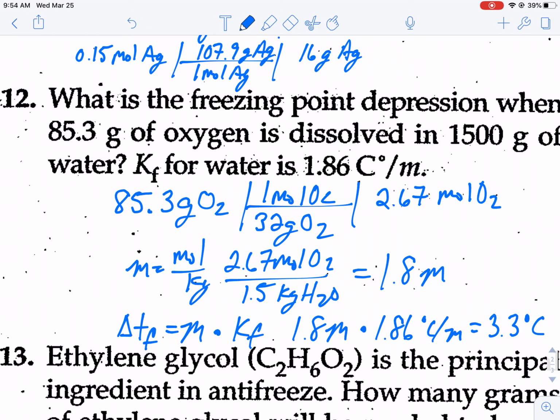So you can see that it's identical to what we were doing with elevation. We're just going freezing point instead of boiling point.